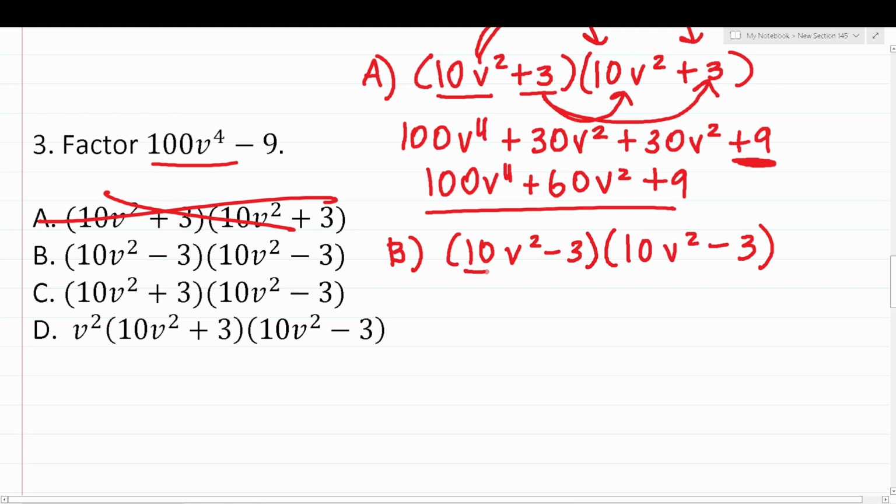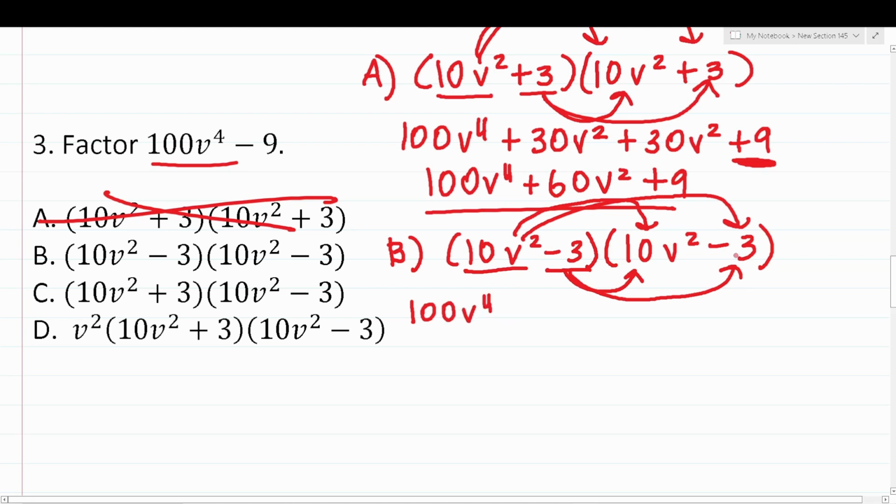Again, we're going to start by taking this 10v squared. We're going to multiply it here and here. We're going to take this negative 3. We're going to multiply it here and here. 10v squared times 10v squared, well, we know that is 100v to the fourth. 10v squared times negative 3 is going to be negative 30v squared. Negative 3 times 10v squared is going to be negative 30v squared. Negative 3 times negative 3, and negative times a negative is a positive, so I know that is plus 9.